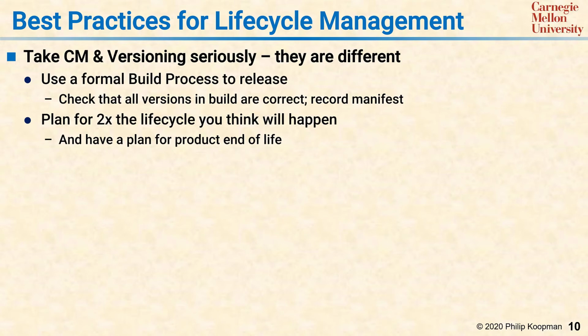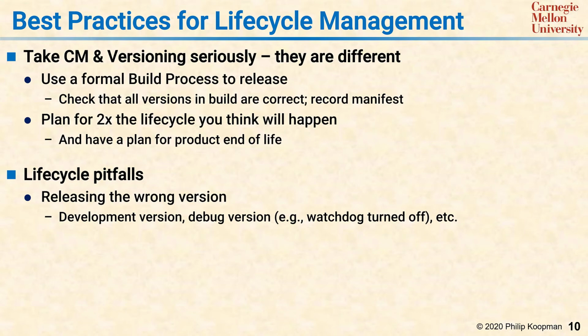There are a number of pitfalls for life cycles. One pitfall is releasing the wrong version. It's surprisingly common to build and release a development version instead of a production version, or a debug version with a watchdog timer turned off, and so on. You need a good, rigorous build process to make sure the software you're shipping actually has all the versions of the pieces you think it should have.